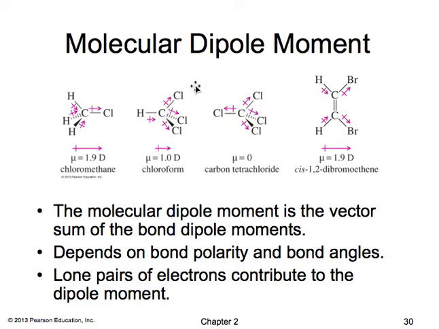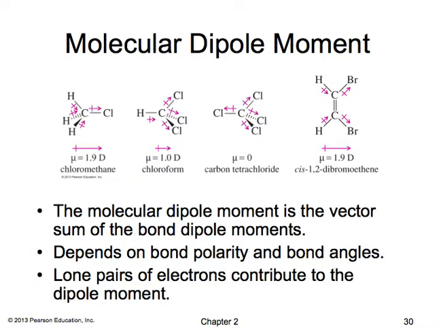In this case, you have chloroform, in which now you have one hydrogen and the rest are chlorine. Here you have all of them going out from the carbon. This gives you a net zero dipole because all of them are being pulled out from the carbon equally. And then here, if we look at 1,2-dibromoethane, we see positive from the hydrogen to carbon, and then positive from carbon to bromine. So the overall dipole moment is from left to right. The molecular dipole moment is a vector sum of the bond dipole moments. It depends on the bond polarity and the bond angles.